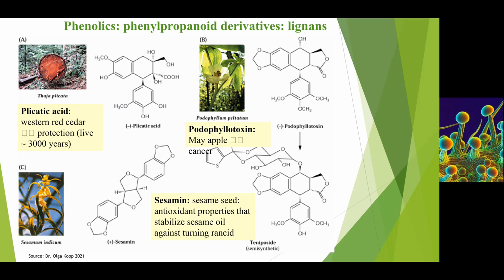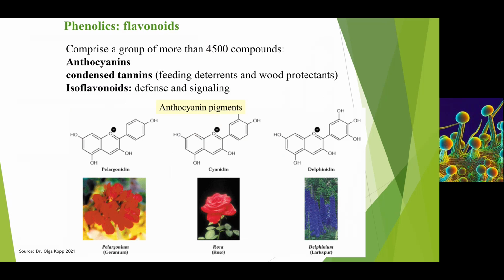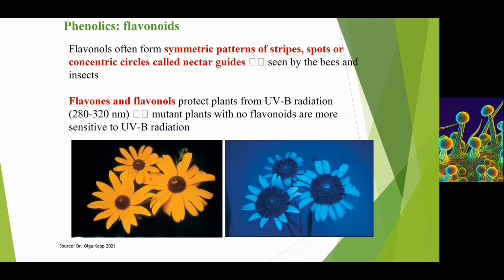You can have antimicrobial properties as well. Flavonoids are a very diverse group of compounds, and they are generally associated with pigmentation, which is why the plant kingdom has such a huge diversity of colors, so much more than we can actually see.